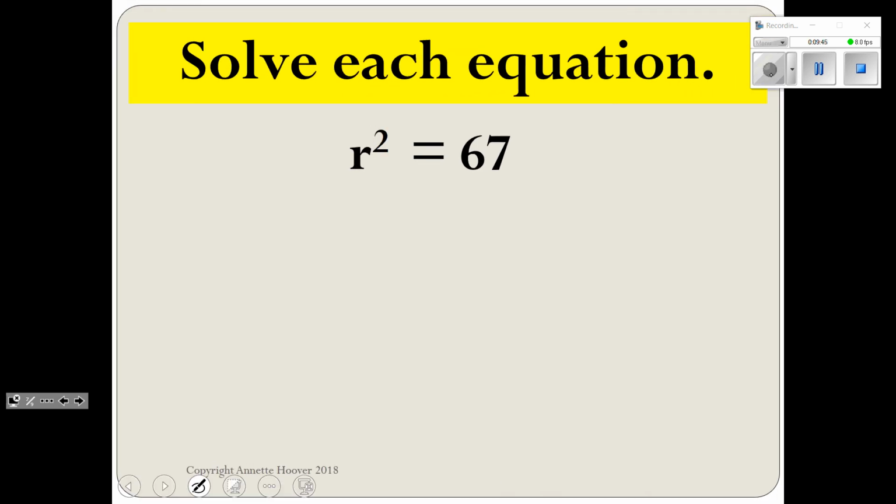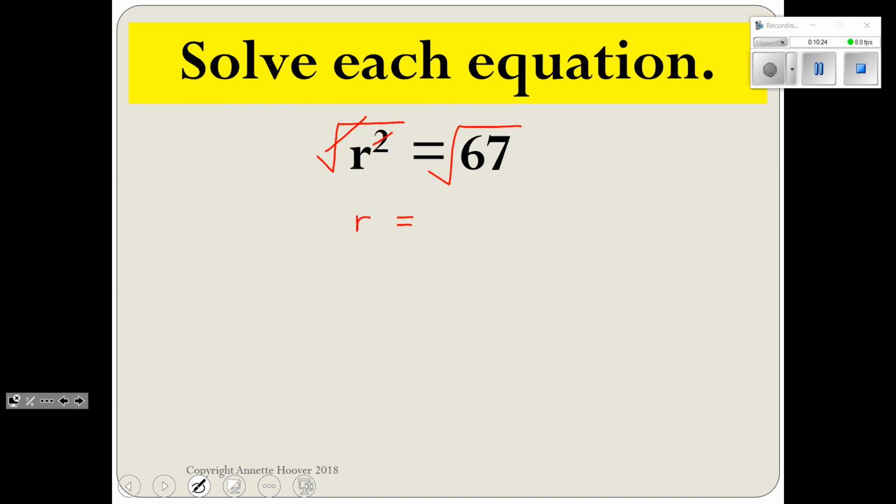Now this is probably the most important part of the lesson, because this is going to take us into our study about triangles. When you are trying to solve for r here, it says r squared equals 67, and we want to solve for r. Well, r is being squared, and the opposite of squaring is taking the square root. So in order to solve for r, we have to do the opposite operation, which means we're going to take the square root of both sides. The square root of r squared is just r. So the square root and the square cancel each other out. I have r. So to solve this, I have to take the square root of 67.